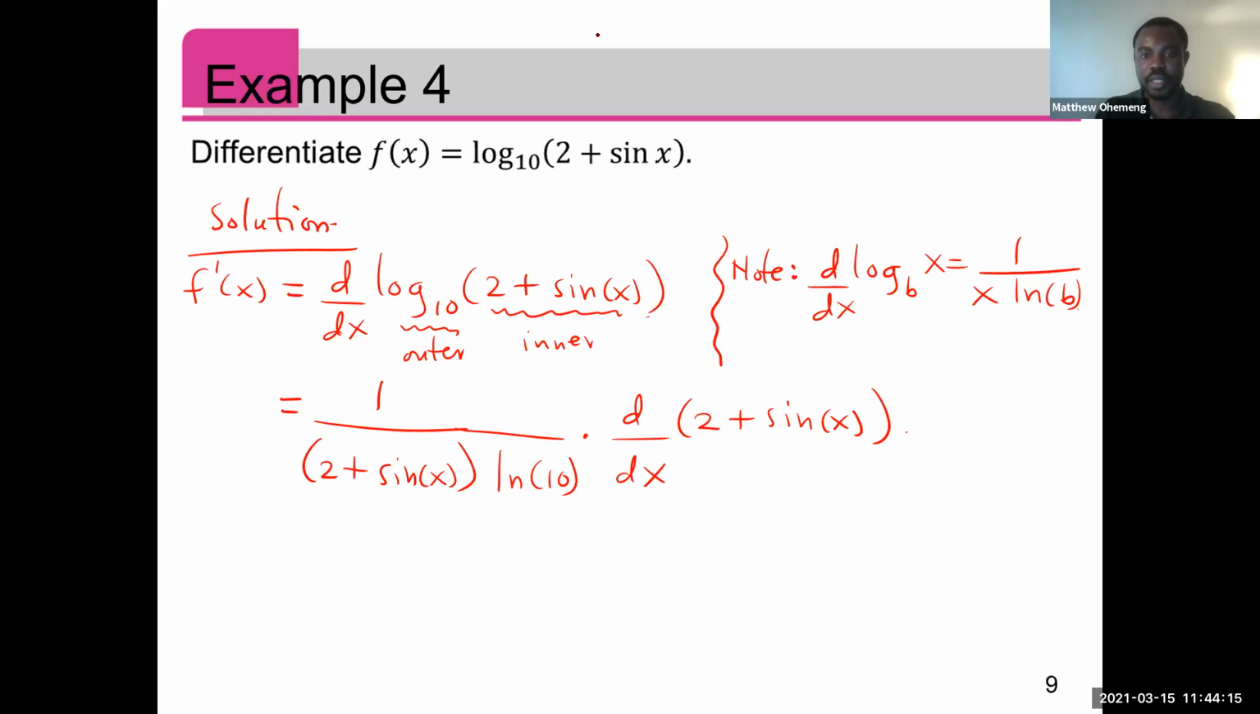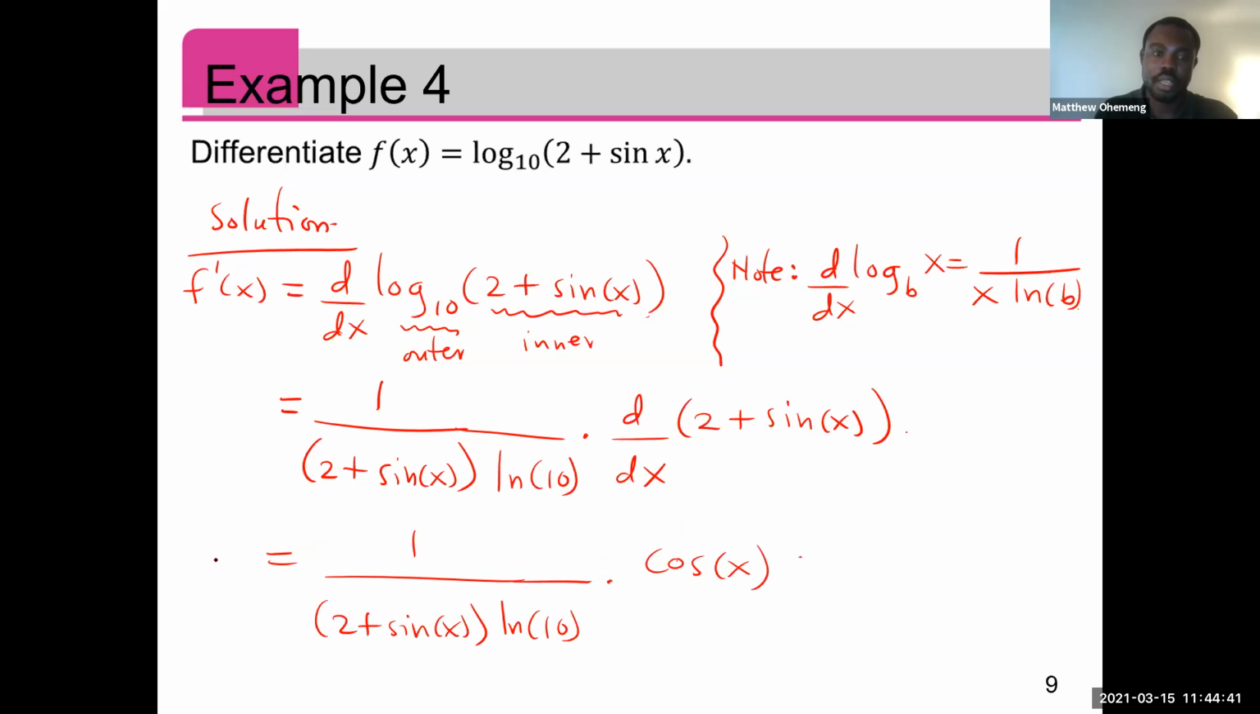Please, are you okay with this? Any questions on the approach? Now, after getting this step done, you just have to focus within this one, where the differentiation operator is attached. So the derivative of 2 is what? Zero. And the derivative of sine is cosine. So that means you get what? 1 over 2 plus sine of x, times ln of 10, times the derivative of sine, so cosine of x. And that's your answer. That's your f prime.